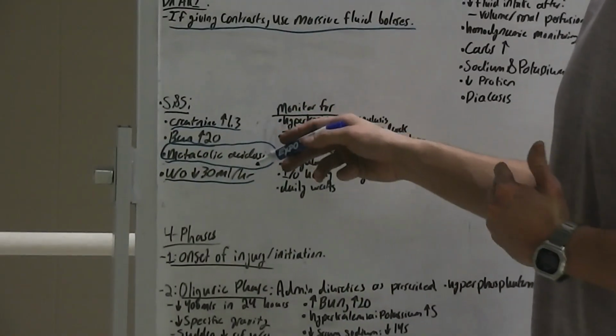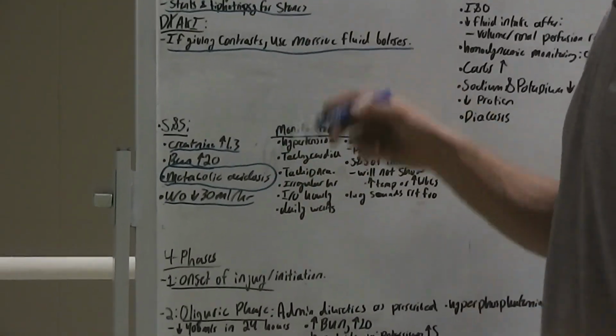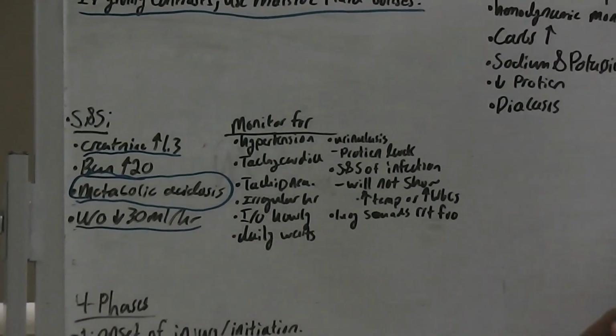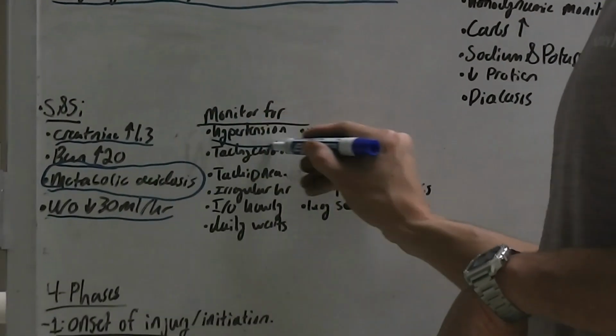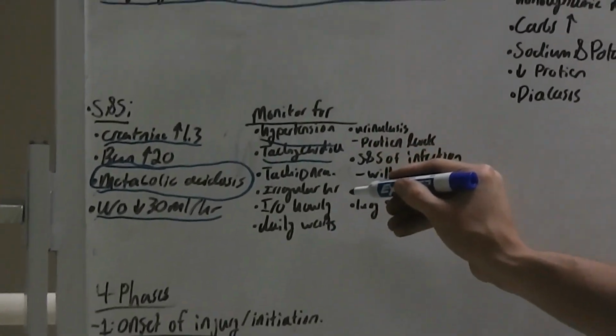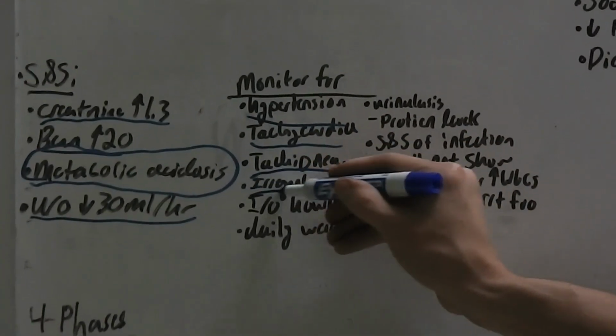So what we're trying to do is find what's different with each thing, and this one's a little different. They have metabolic acidosis with acute kidney injury. Now, in the Saunders book, it says we need to monitor for hypertension, tachycardia, tachypnea, irregular heart rate.